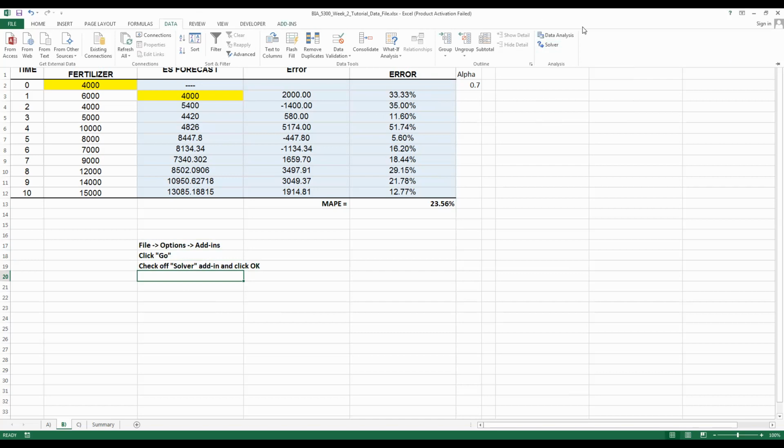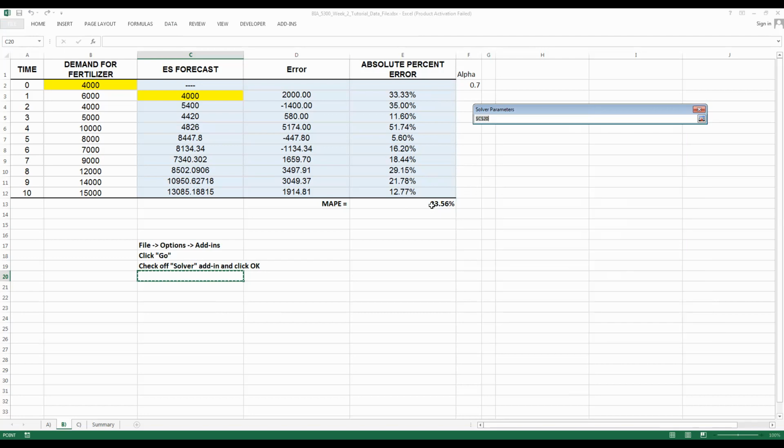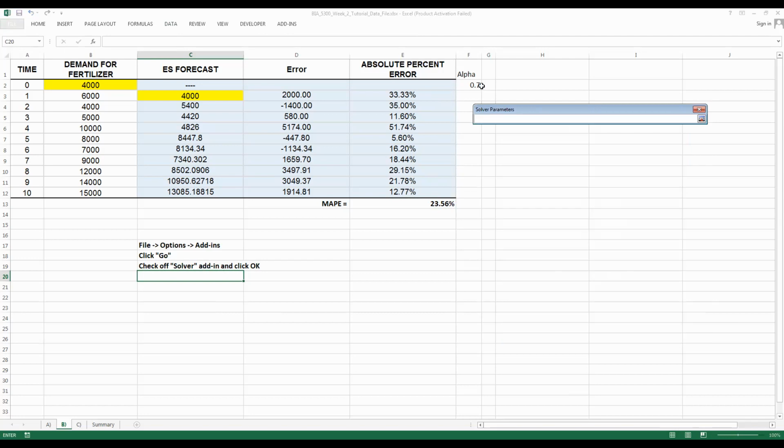Either way, we have solver. Once we have solver, if I click on solver, I'm going to be able to use it to minimize my MAPE. It says set objective, so I'm going to select the objective cell, which is the MAPE, that 23.56%. And it says max, min, or value. I want to minimize that. By changing variable cells, I want to change this variable cell, the alpha.